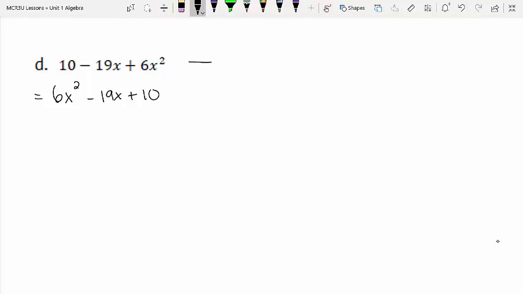We need two numbers that when you multiply them together, you get 60, right? Multiply your a and your c together. And those same two numbers have to add together to get your b value, which is negative 19. What are the two numbers? Negative 15 and negative 4 work.